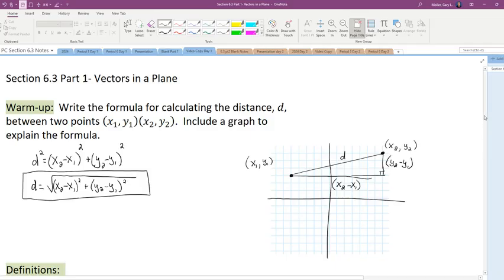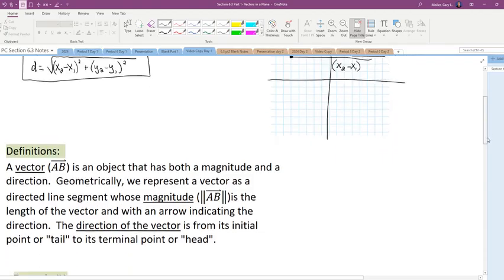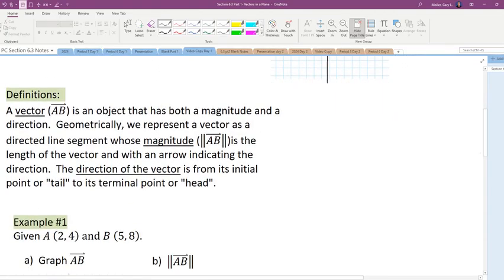All right, so let's look at a couple definitions. Today we're going to be talking about a vector. The symbol for a vector, as you can see there, the name of the vector is A to B, where we're going from A to B, and that's why the little half arrowhead is pointing that direction. It's an object that has both magnitude and direction. So for a vector, the length matters. The magnitude of it, meaning how big it is, how long it is, as well as its direction.